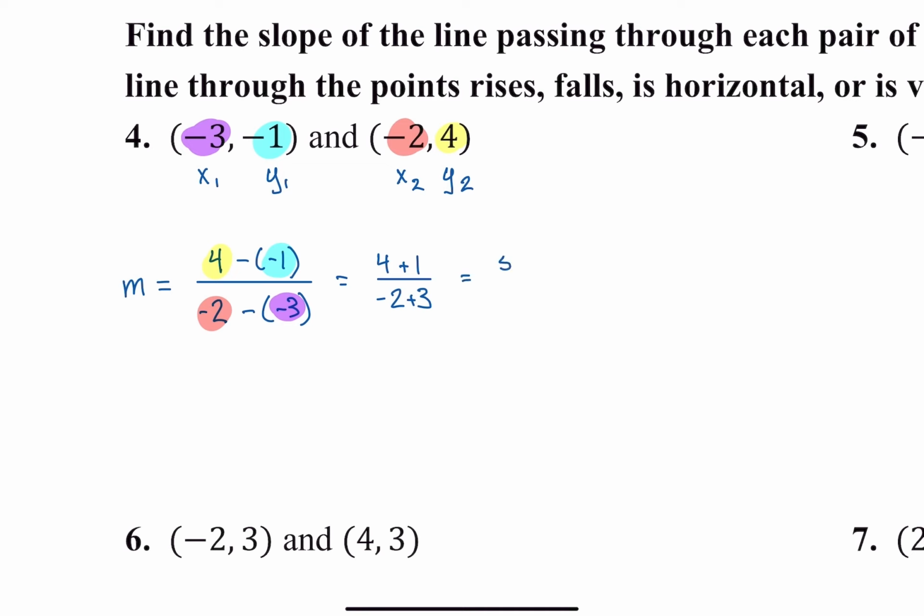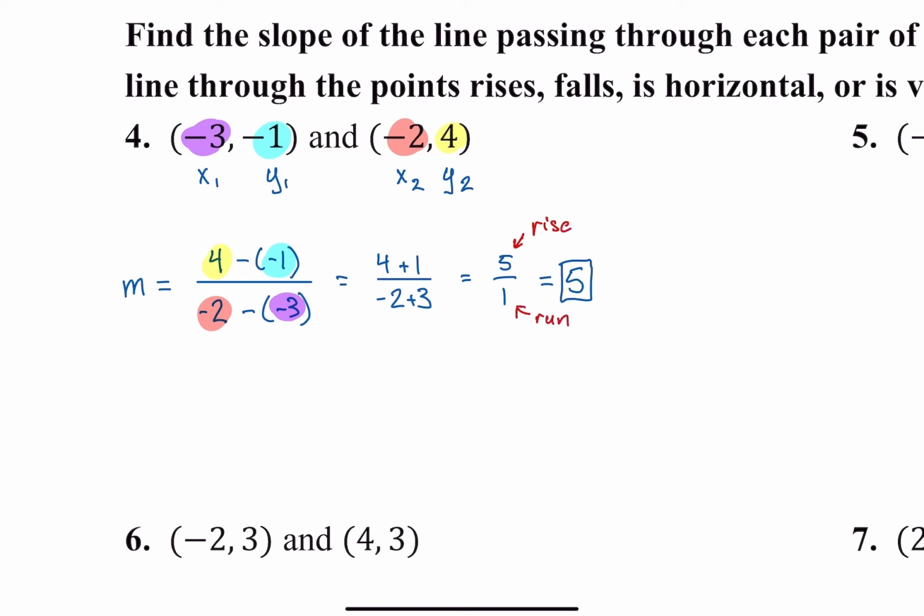So this is going to be 5 divided by 1, or simply positive 5. So this is my slope, 5. Now it is worthwhile to just look at it in terms of a fraction, because that's telling us that the line's going to rise 5 and it's going to run 1.